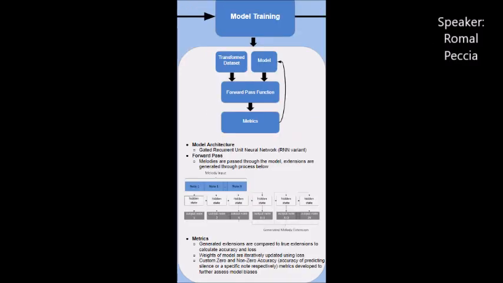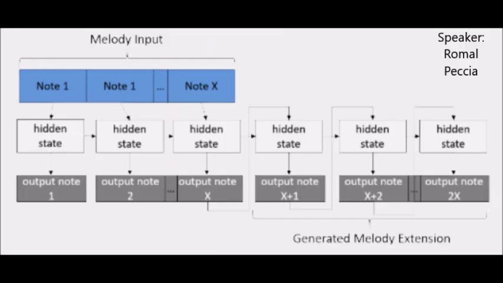So after the dataset's been transformed, it's used to train the model. There are 3 key steps in the training process. First, a model is created. We are using a variant of recurrent neural networks called the gated recurrent units as our model. Secondly, this model, along with the dataset, is passed into the training code. The training code generates a melody extension for each input melody as shown in this figure.